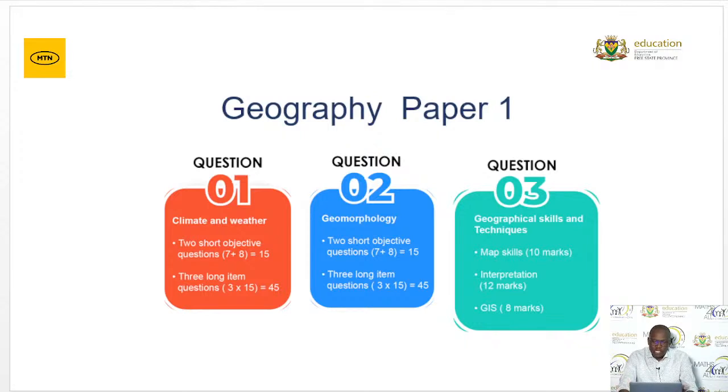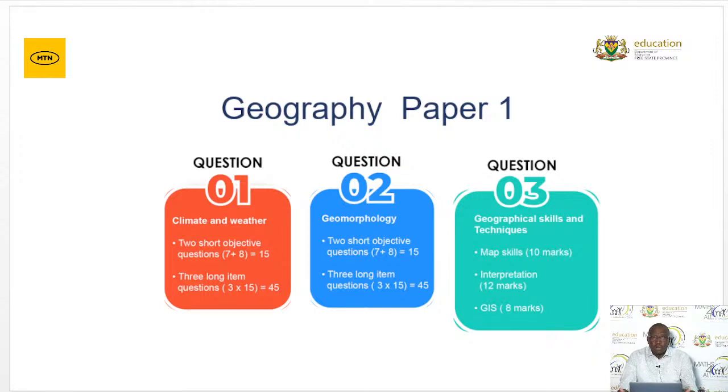And then the last question is question 3, geographical skills and techniques. So learners, if you look at the division here, the first one is 10 marks. In that particular 10 marks, remember, it's our calculations. And every time you must be able to note a follow-up question on each and every calculation. For example, if you are talking about magnetic declination, the follow-up question might be, why must we update magnetic declination? Why must we calculate magnetic declination every year? That is a follow-up question on that particular calculation.